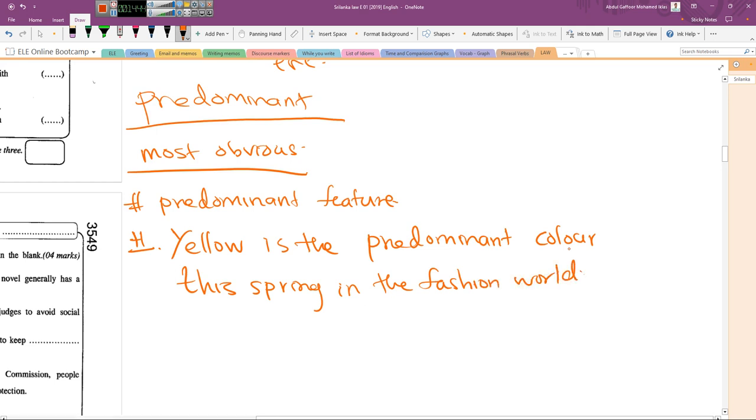So it has another meaning also, right? If this is spring, now we can see a lot of flowers. The flowers might be in different colors, but most of the flowers are yellow. That's why we say these are very noticeable. Wherever we see, we can see yellow flowers. That's why we say yellow is the predominant color this spring in the fashion world, right? Everywhere we see, we can see yellow flowers. Okay, that's all.